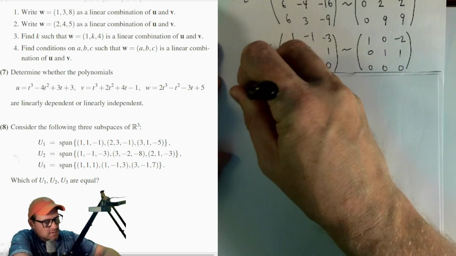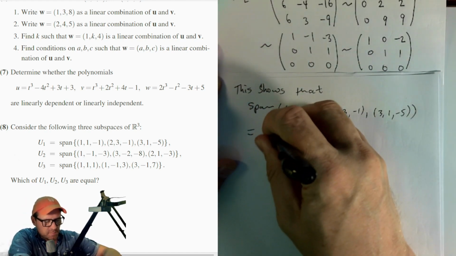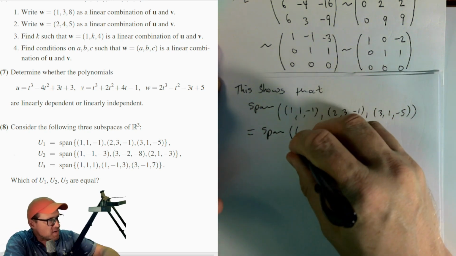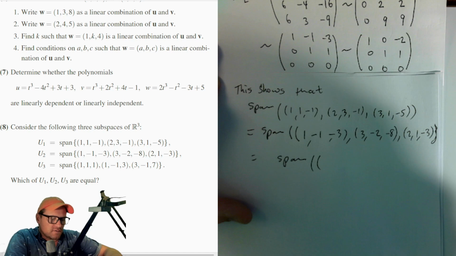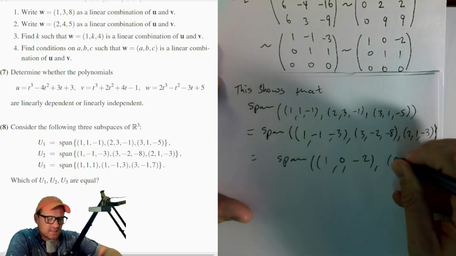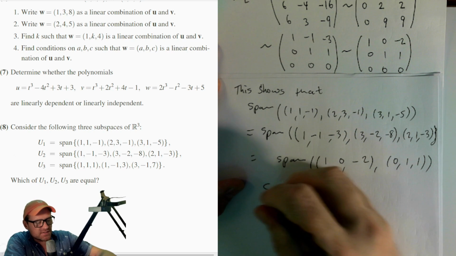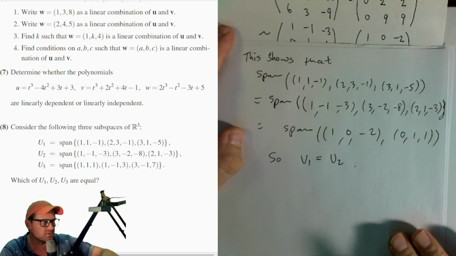So let's write that. This shows that the span equals the span of the vectors in the spanning set for U2, which is equal to the span of the two vectors 1, 0, minus 2, and 0, 1, 1. And so we see then that U1 is equal to U2. Okay, now what about U3?